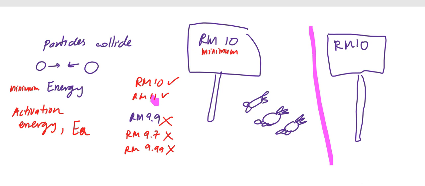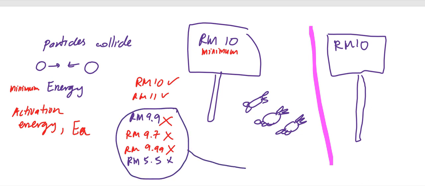RM10 just now was the minimum amount. That was the activation energy. So only these two guys could buy. Only the 10 ringgit and 11 ringgit people could buy. The 9 ringgit 90 cents cannot buy. The 9 ringgit 70 cents also cannot buy. Even the 550 people cannot buy. All cannot buy because they don't have enough money, not enough activation energy.